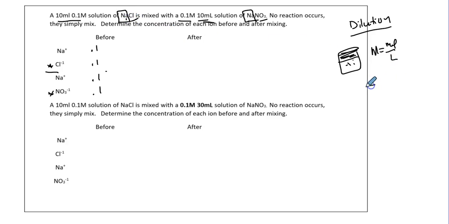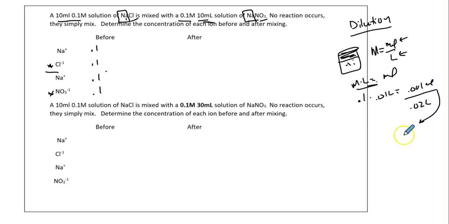a larger volume. So let's do the moles, which is molarity times liters equals moles. Molarity is 0.1. Volume is 0.01 liters. It's 0.001 moles. So that's the moles I have. That's not going to change. You need to just divide this by a larger volume. Larger volume would be now 20 milliliters, 0.02 liters. And we get our new volume. So 0.001 divided by 0.02 equals 0.05.